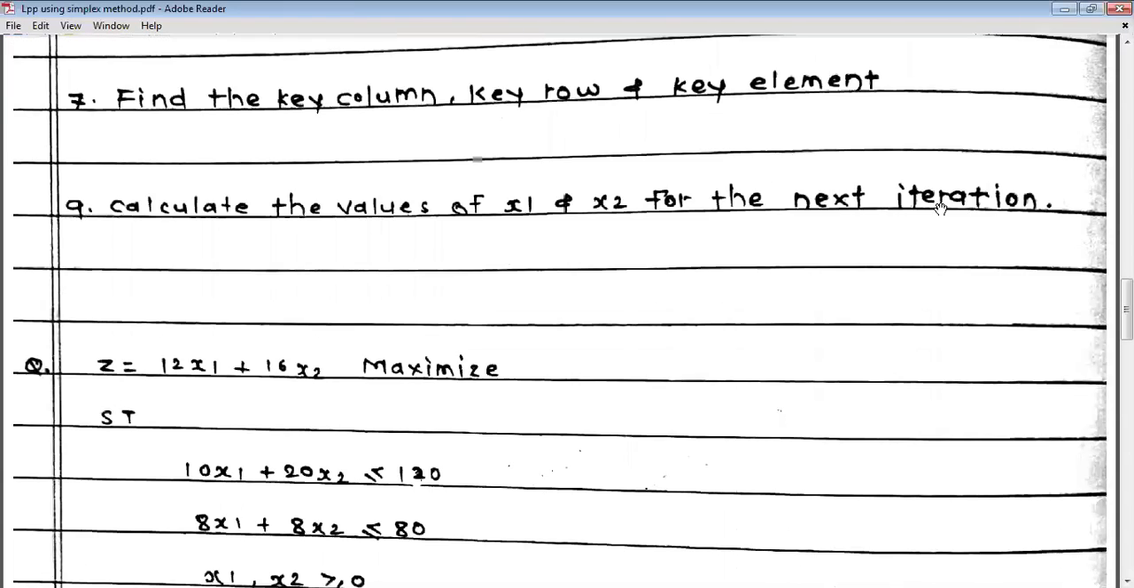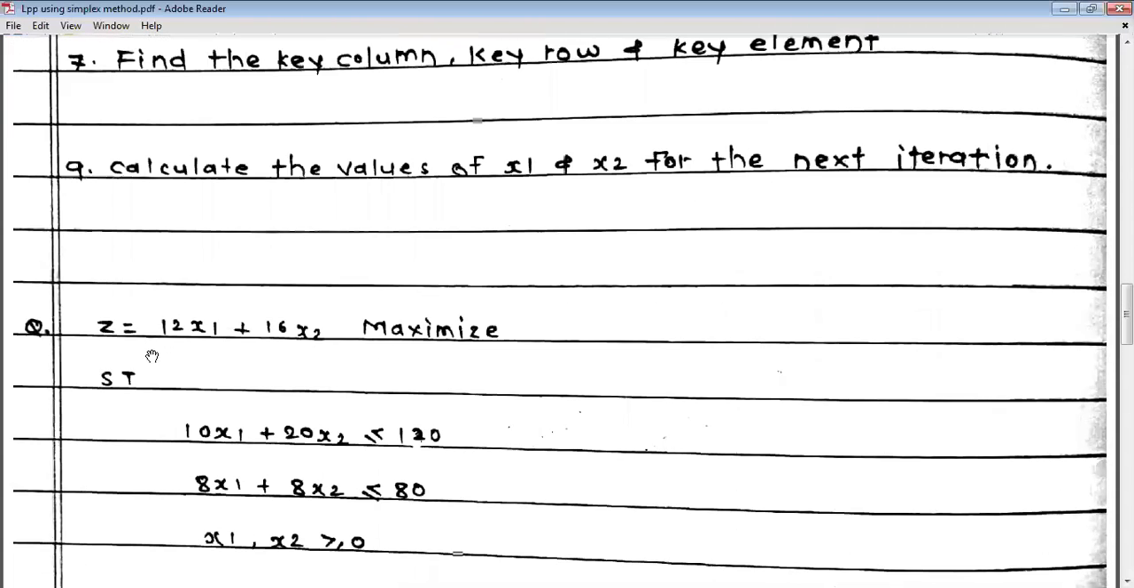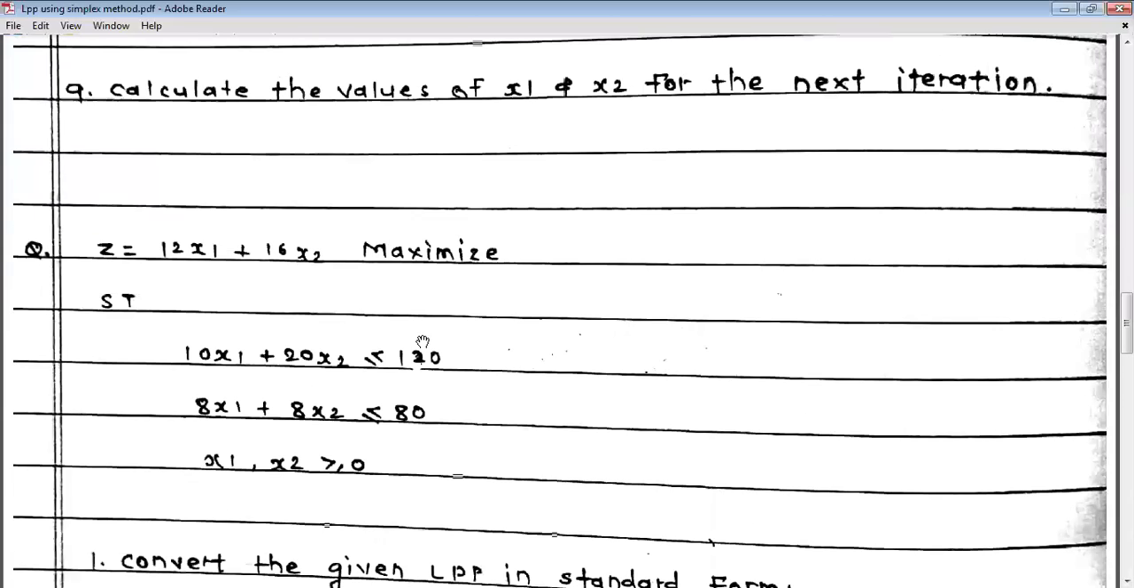So the given problem has the objective function Z equal to 12x1 plus 16x2, subject to two constraints: 10x1 plus 20x2 is less than or equal to 120, and 8x1 plus 8x2 is less than or equal to 80, and x1, x2 are greater than or equal to 0.